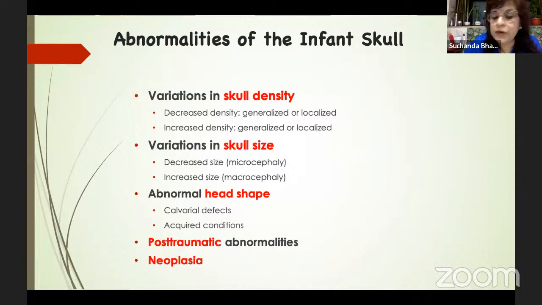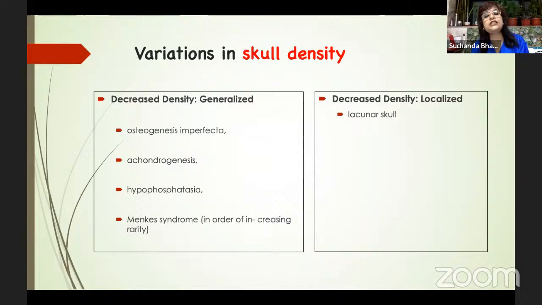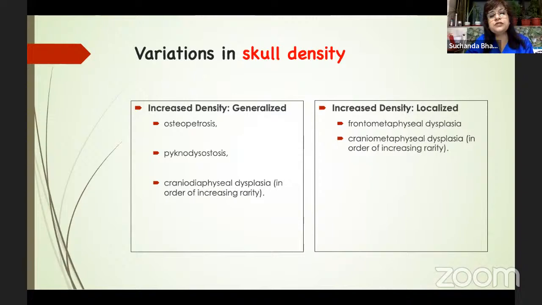If you look at the skull density, for decreased density generalized, the causes could be osteogenesis imperfecta, achondrogenesis, hypophosphatasia, and Menkes syndrome in case of increasing rarity. And decreased density localized could be just lacunar skulls. For increased, we have osteopetrosis, we have cranial dysplasia, diaphyseal dysplasia. In increased, you have frontometaphyseal dysplasia, more commonly known as fibrous dysplasia, craniometaphyseal dysplasia.